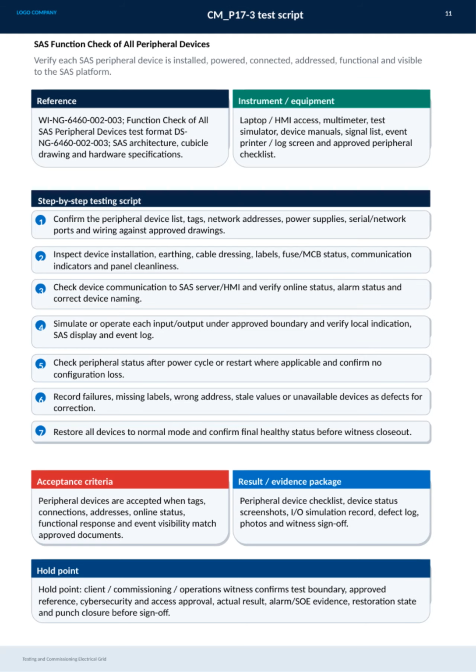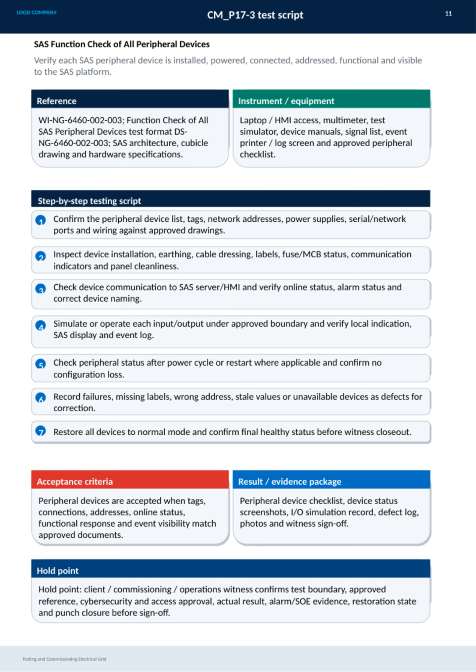On this slide, we focus on the SAS function check for all peripheral devices during the testing and commissioning of the electrical grid. The key objective here is to verify that each SAS peripheral device is properly installed, powered, connected, addressed, fully functional, and correctly visible on the SAS platform.